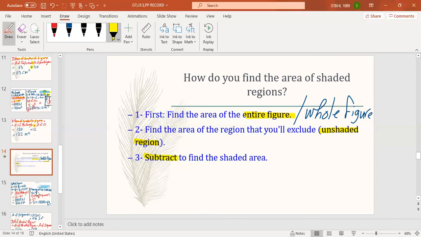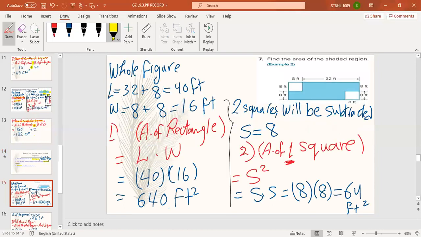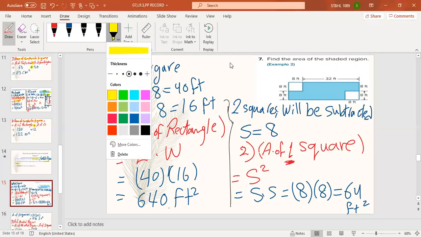Let's go to exercise 7, page 473. Find the area of the shaded region. The shaded region here on my screen is the blue area. We need to find the area of the blue part or blue space or blue area. How will we do this, miss? Look at the whole figure. What is the whole figure? The whole figure here is a rectangle.